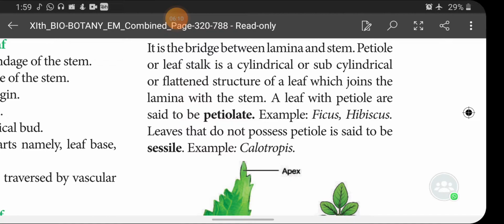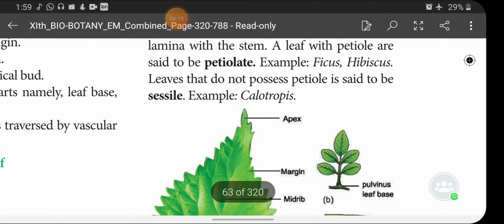Leaves that do not possess petiole are said to be sessile. Example, Calotropis. Please bracket it. Differentiate petiolate and sessile. If the leaf possesses petiole, it is said to be petiolate. If it does not possess petiole, sessile.